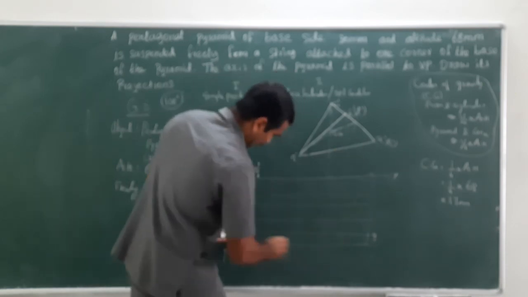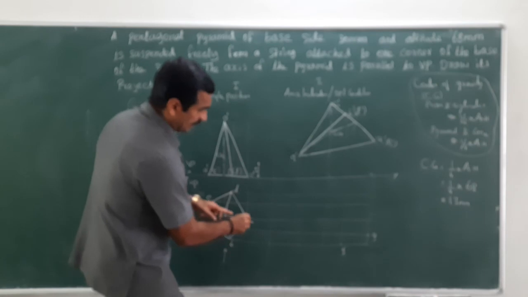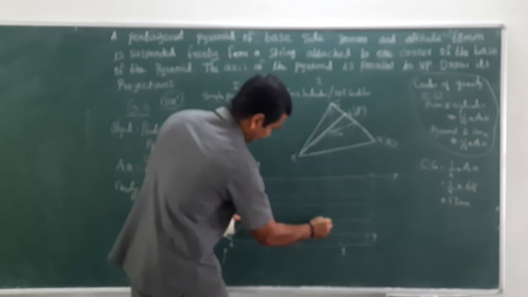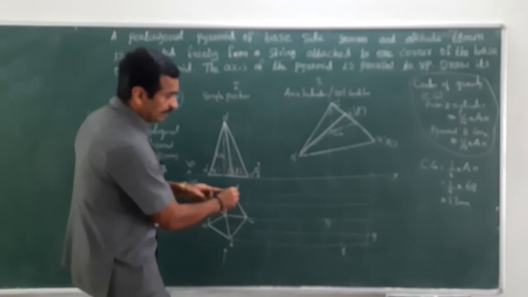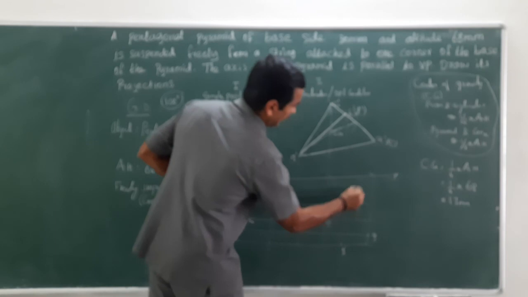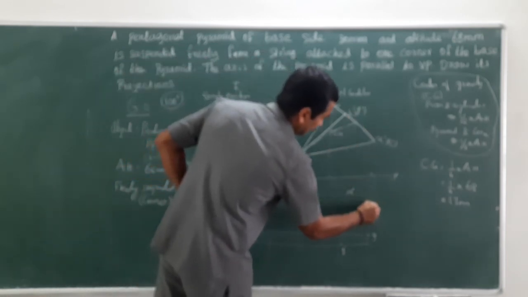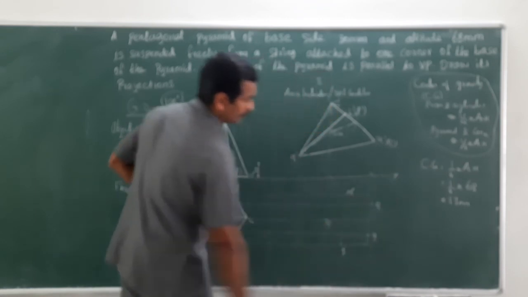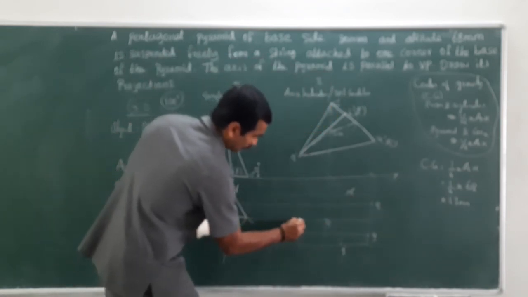B and B are meeting here, this could be B1. C and C are meeting here, this could be C1. And D and D are meeting here, this could be D1. E and E are meeting here, therefore this could be E1. What about the apex O? O and O are merging here, therefore this could be O1.